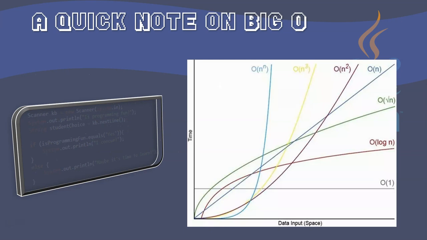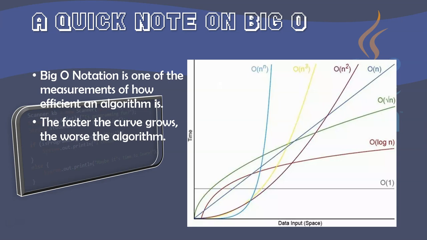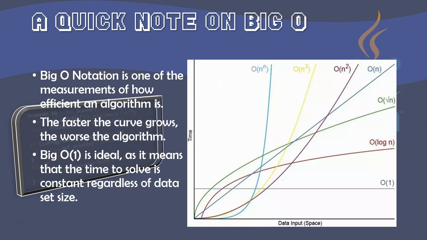So let's take a real quick note on big O and how that is handled. Big O notation is one of the measurements that we can use to determine how efficient an algorithm is. The faster the curve grows, the worse the algorithm. Big O of 1 is kind of the ideal time, because it means that no matter what your data size is, you're going to have a constant amount of time to solve that.